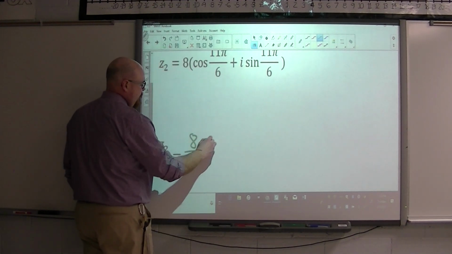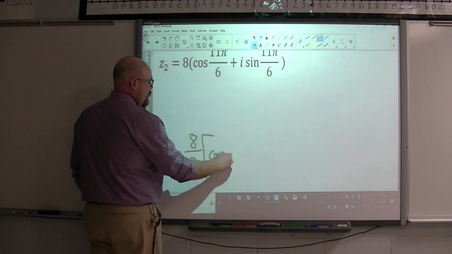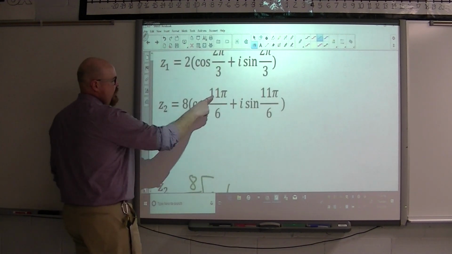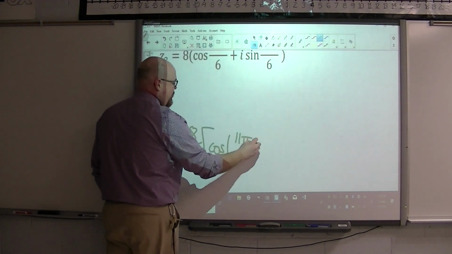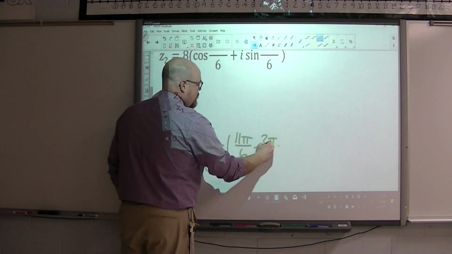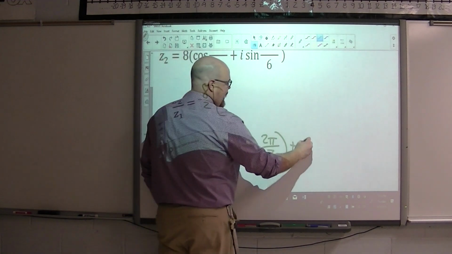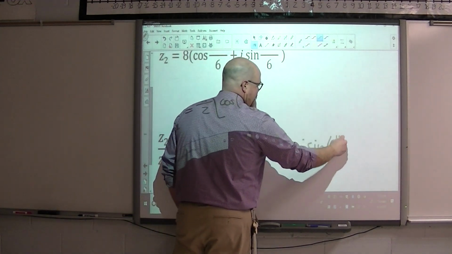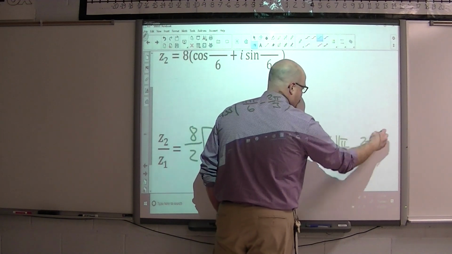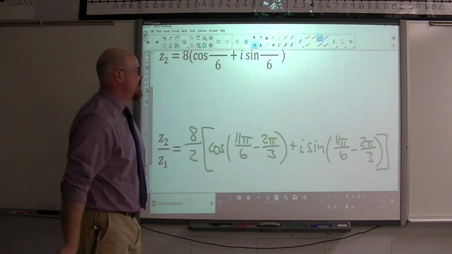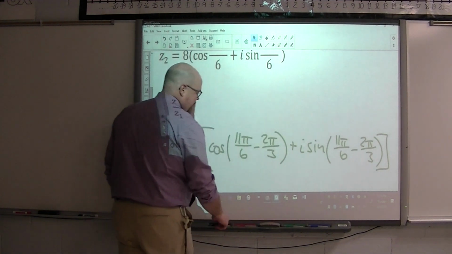8 over 2. And then in here I've got the cosine of, because I'm doing Z2, 11 pi over 6 minus 2 pi over 3, plus i times the sine of 11 pi over 6 minus 2 pi over 3 here. Alright?